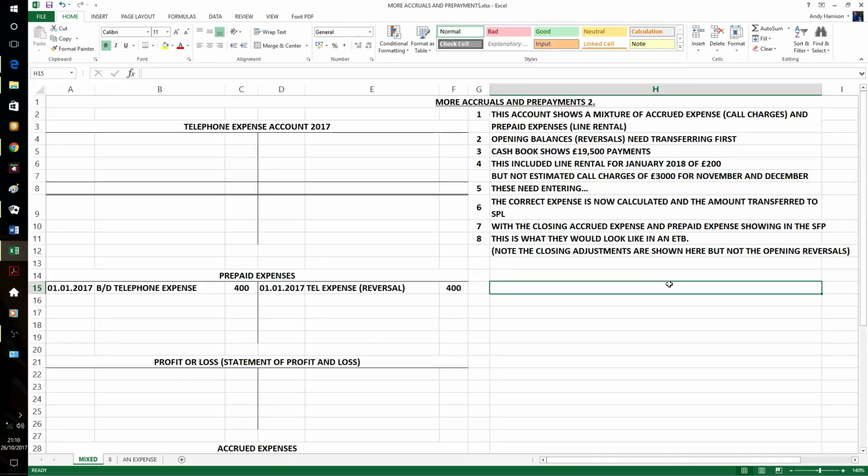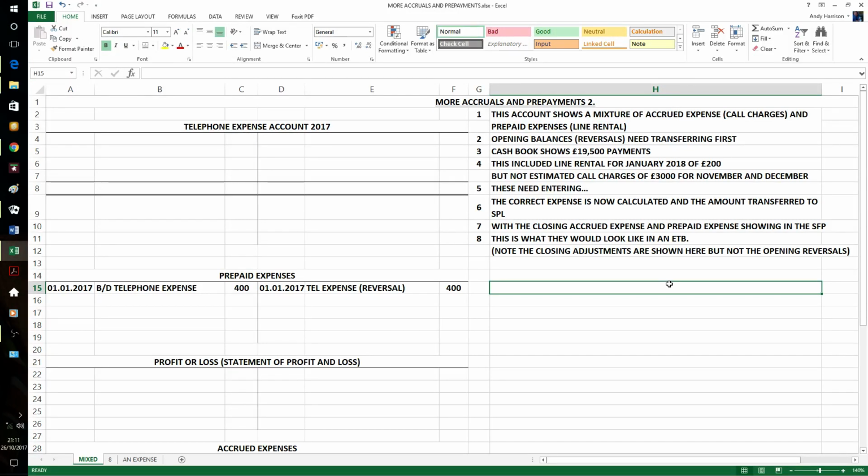Some accounts actually naturally have a mixture of the two, admin expenses, and this one's a telephone expense account. So if you're used to paying your telephone bill, BT normally ask you for line rental in advance, and you pay for the calls afterwards when they've been added up. You don't know how much they are at the start of the year. You might pay a direct debit, but it might be a little bit up, might be a little bit down.